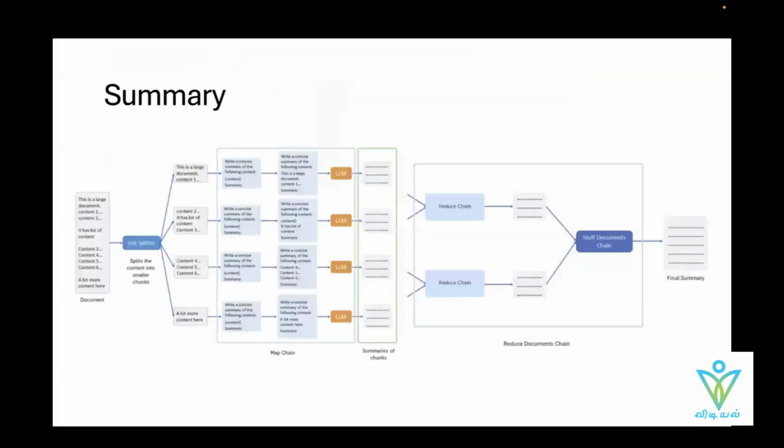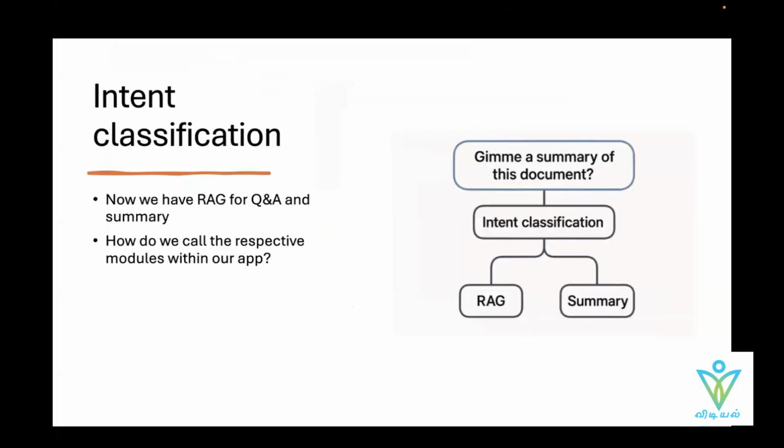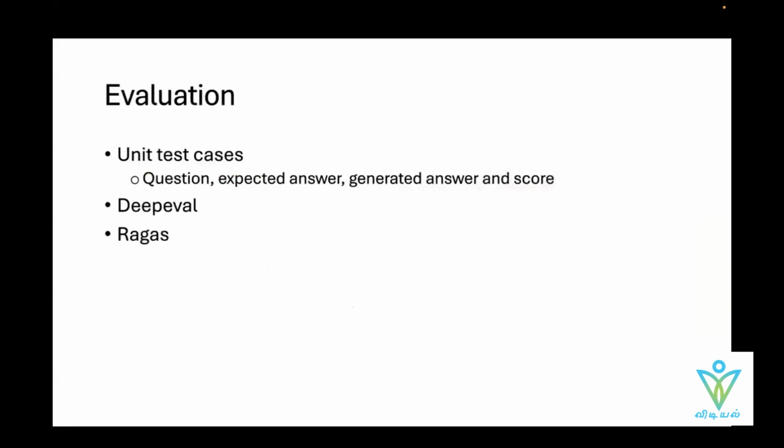So now we have summarized as well as done intent classification so that we can appropriately call the correct module based on our intent. So the next step I want to touch upon is evaluation. This has been a major pain point when building RAG-based applications. We have built RAG modules. We have created this summary module and all that. Now it's ready to test.